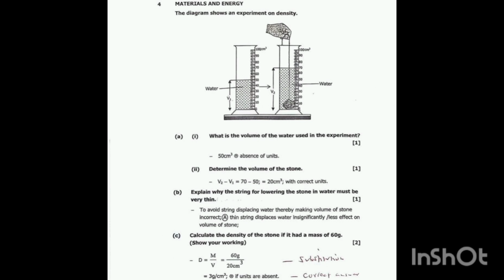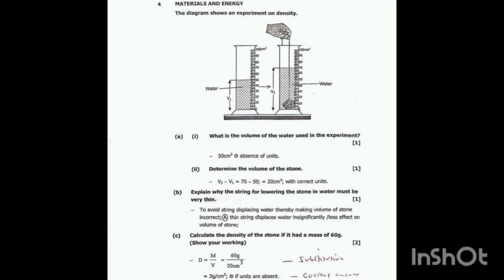Where the water was at the initial volume, that is what we call V1. Where the water was in the first place before we put in the stone, the water was at 50 cubic centimeter. That is our V1. Then after we put the stone into the cylinder, the water rose from 50 to 70. So that 70 cubic centimeter is our V2.